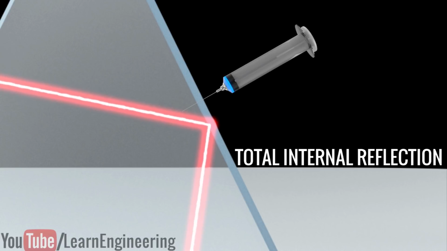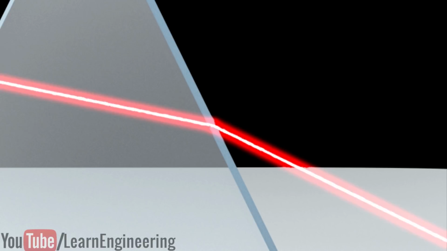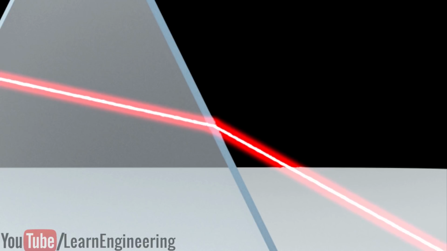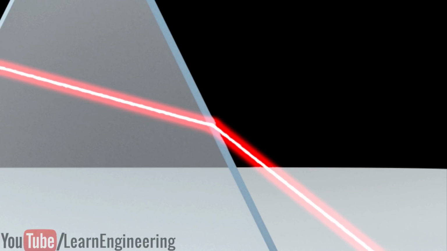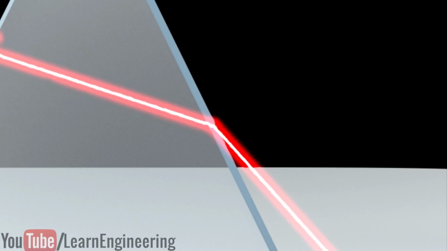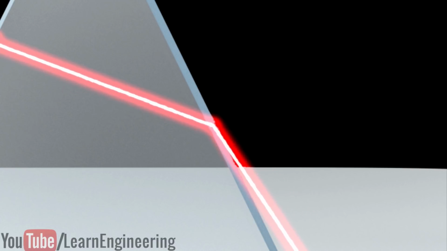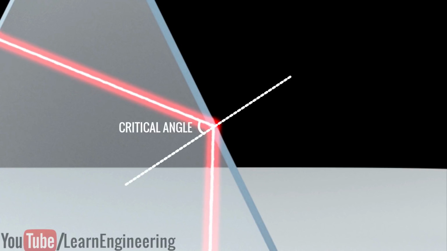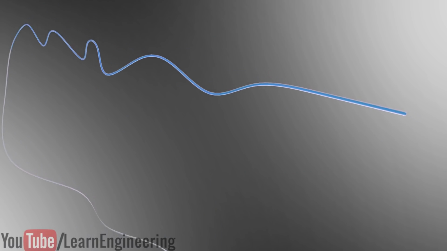The total internal reflection is possible if we increase the incident angle rather than increasing the refractive index. In this case, at a certain angle called the critical angle, the light will come back to the first medium. This phenomenon of total internal reflection is used in optical fiber cables to transmit the light.